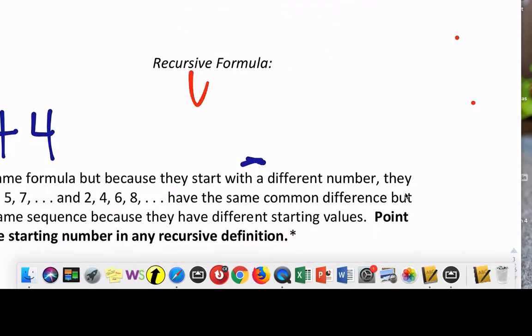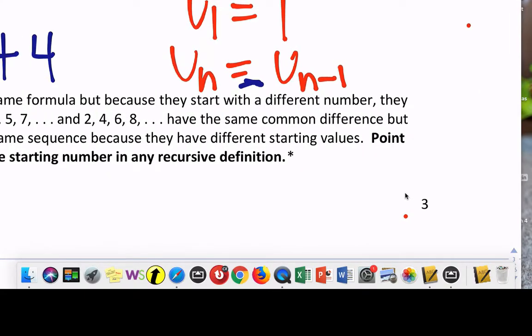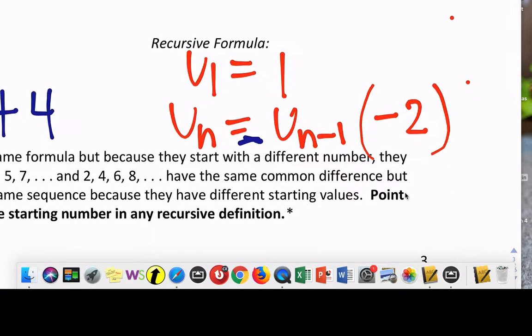So the formula, again, we need to define our first term. U sub 1, first term, is 1. To find any term, we take the term before it. U sub n minus 1 means the term before it. And we're going to multiply. So you can put a times or parentheses or a dot. I usually use parentheses. Multiply by negative 2.